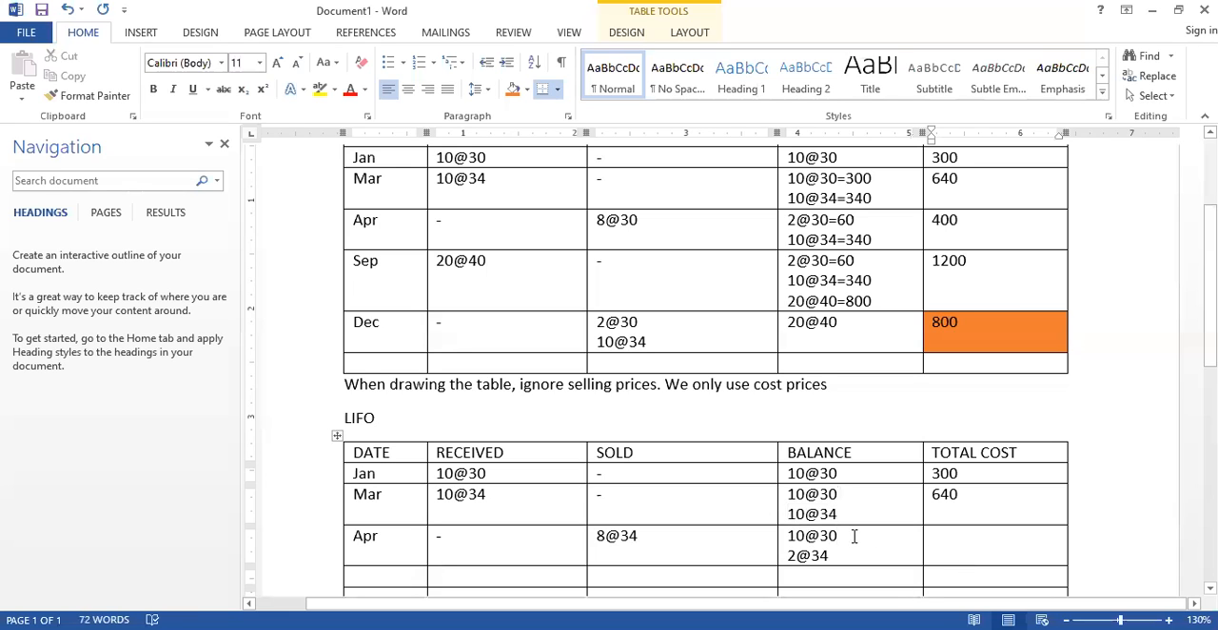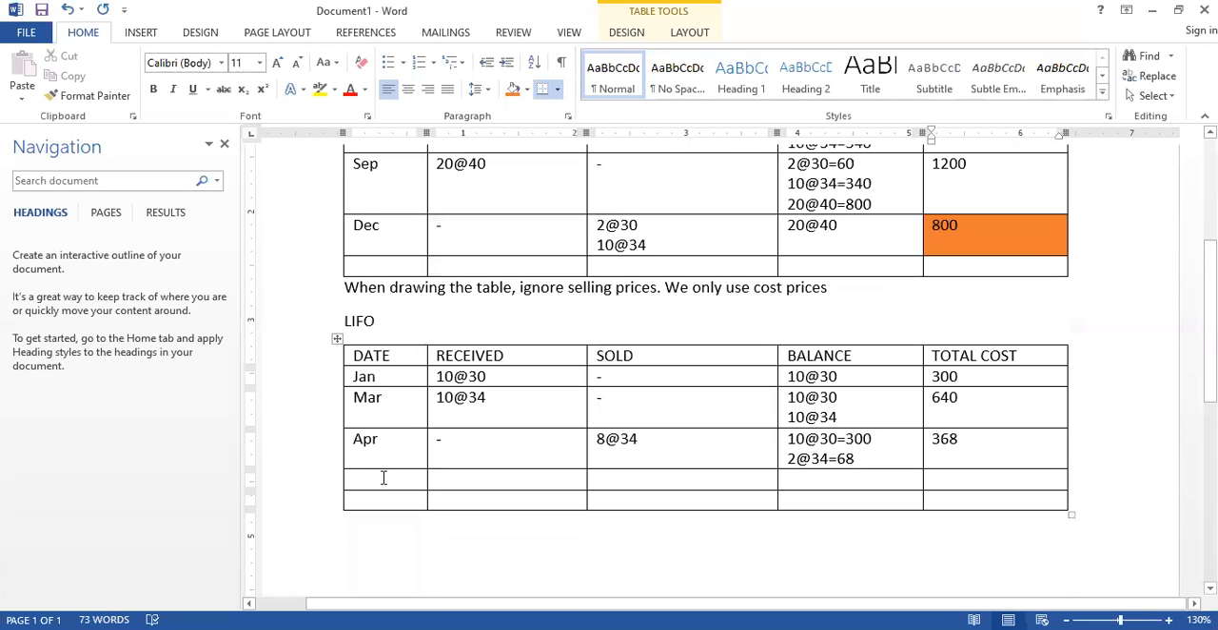Okay. So in this case, this will give you 300, and this will give you how much? 34 times 2, 68, right? Yes. So you will have a total cost of 368. Then we move on to our next month, which is September.